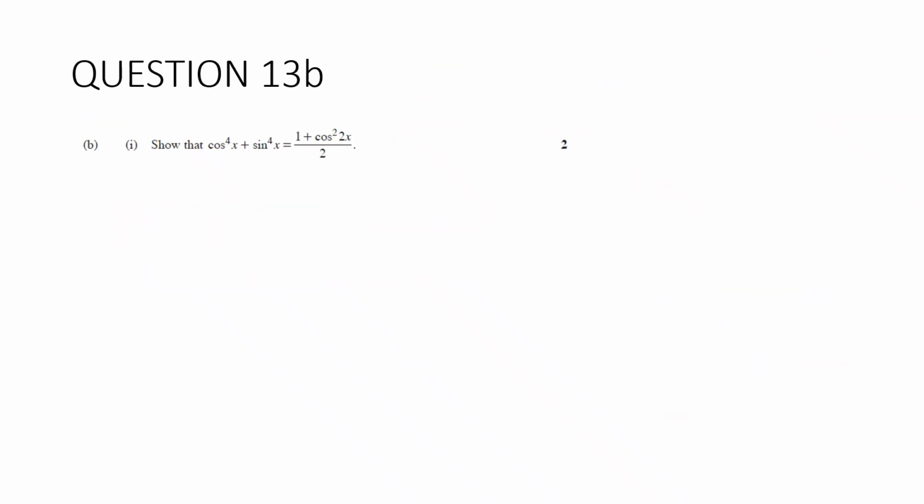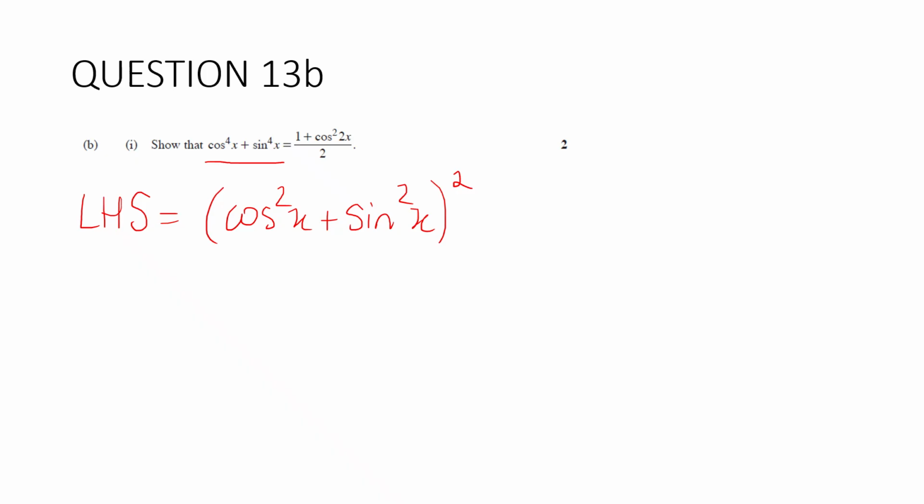Question 13b, part 1. Show that cos to the power of 4 x plus sine to the power of 4 x is equal to 1 plus cos squared 2x all over 2. So I'm going to start with the left-hand side. Now this is really close to (cos squared x plus sine squared x) all squared. If you expand this out, we've got an extra term. And that term is 2 times sine squared x times cos squared x. So all I'm going to do is subtract that term.